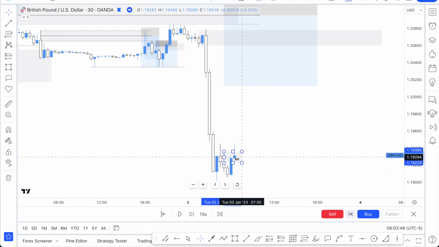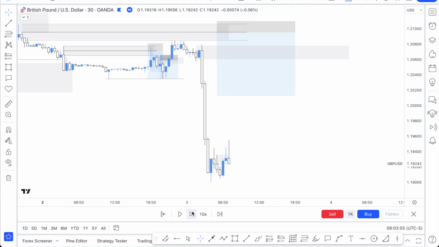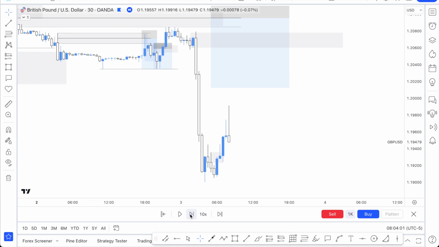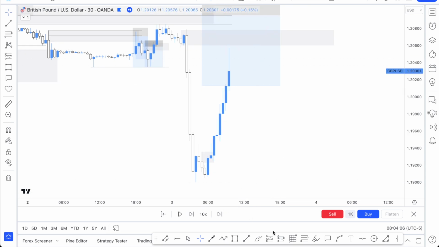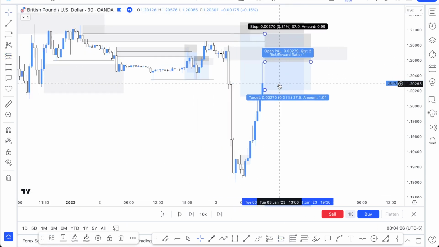Okay, well, this actually failed, so we're going to take that out, right? We're going to wait for price to get bullish. Let's see if we get anything here. Hold on a second. Prices are rising. Right to where I want price to get to. Boom, right there.